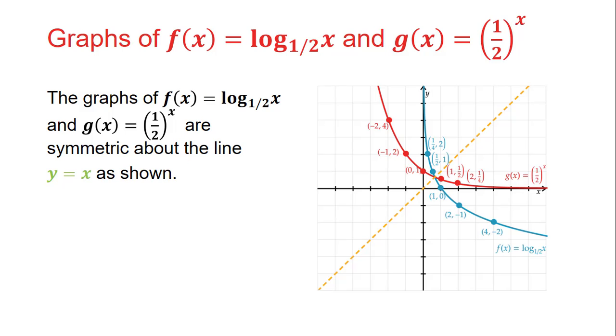So the graphs of y equals log to the base 1/2 of x and y equals (1/2)^x are also inverses of one another. Their graphs are symmetric about the line y equals x as shown. On the graph of the exponential function, (1/2)^x, I have the points (-2, 4), (-1, 2), (0, 1), (1, 1/2), and (2, 1/4). But on the graph of log to the base 1/2 of x, I have the points (4, -2), (2, -1), (1, 0), (1/2, 1), and (1/4, 2).